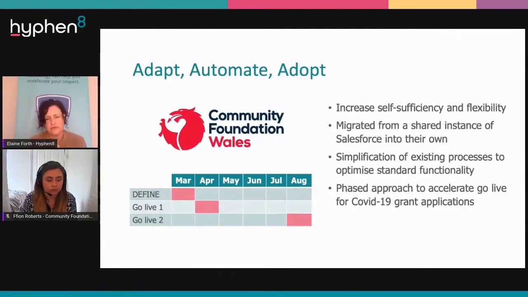So it was a slightly different implementation approach. It was more traditional waterfall style. It wasn't agile, but there was the chance for the team to review and give feedback on all of the configuration throughout the project. So let's bring in Ffion then with some questions.